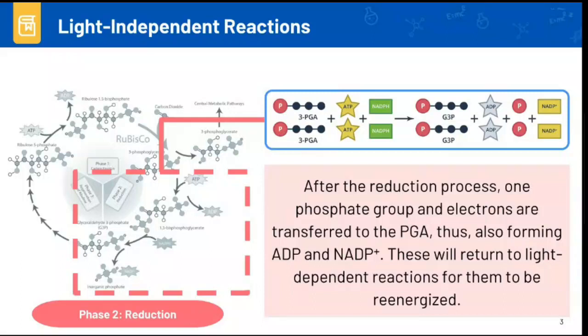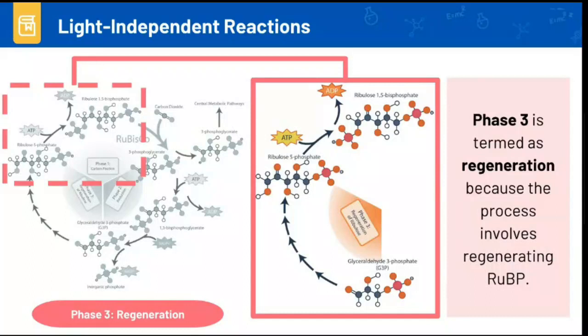Now, since bumalik na si ATP tsaka ADP ninyo, ADP tsaka si NADP ninyo, dun sa may light-dependent reaction na yon, yung phase 3 natin, yan yung tinatawag natin na regeneration, which is your phase 3. Phase 3 is termed as the regeneration because the process involves regenerating your RuBP or your ribulose biphosphate. Okay? So, it's a cycle lang.